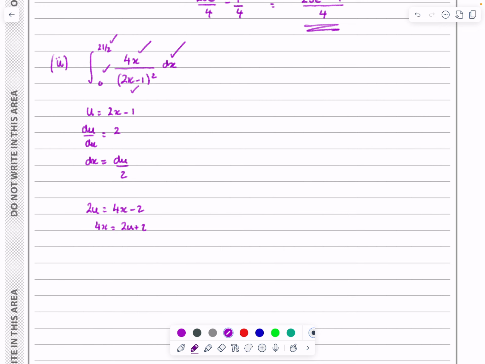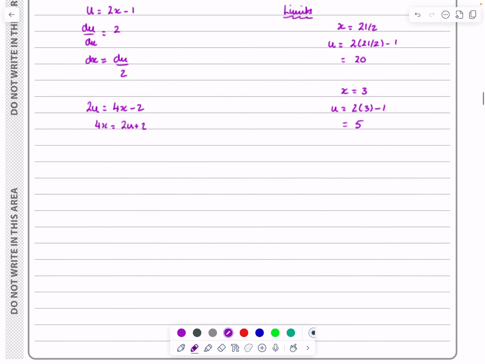I tend to do these over here just so the examiner can see nice and clearly what I'm actually doing. So for my limits, if x is equal to 21 over 2, u is 2 lots of 21 over 2 minus 1. Sorry, that is a 3 there. I was copying the first part when I wasn't focusing. This is where I realised that it's x equals 3 here. So u is 2 lots of 3 minus 1, which works out to be equal to 5.